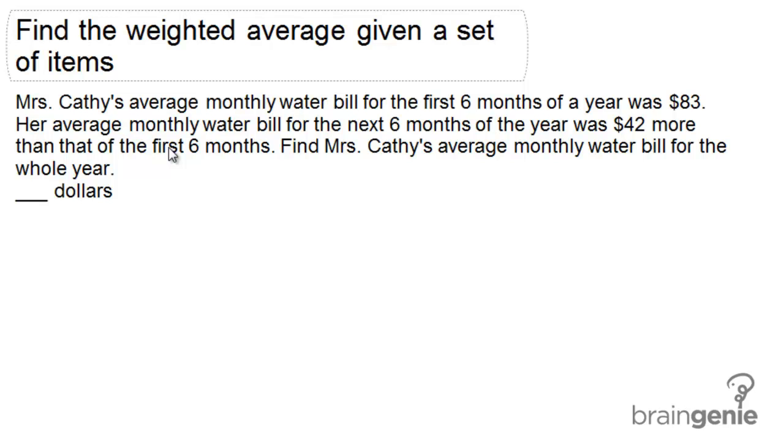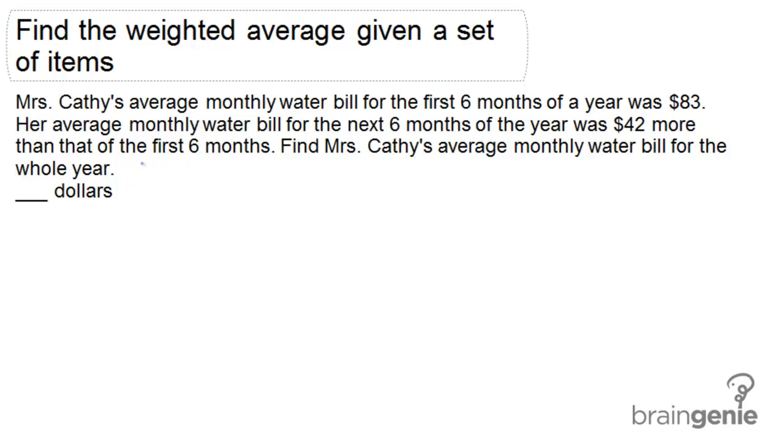Find the weighted average given a set of items. Miss Kathy's average monthly water bill for the first 6 months of a year was $83. Her average monthly water bill for the next 6 months of the year was $42 more than that of the first 6 months. Find Miss Kathy's average monthly water bill for the whole year, blank dollars.